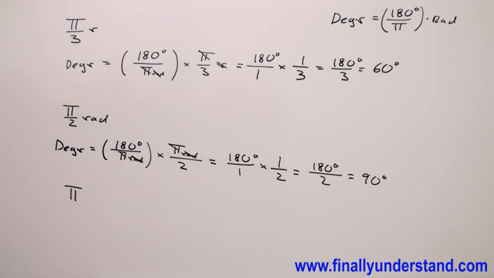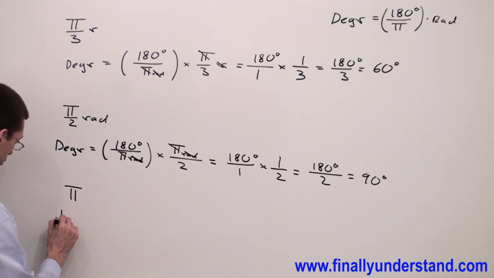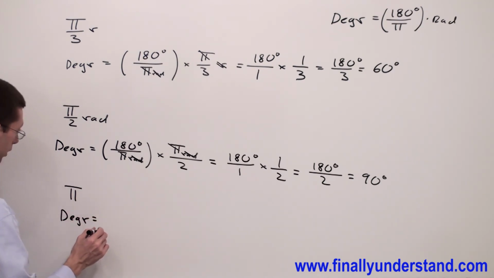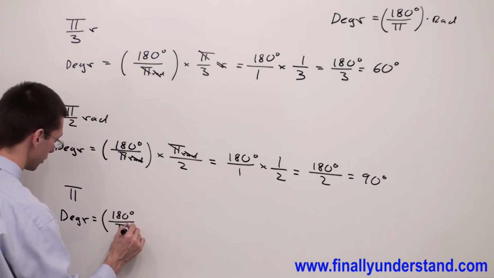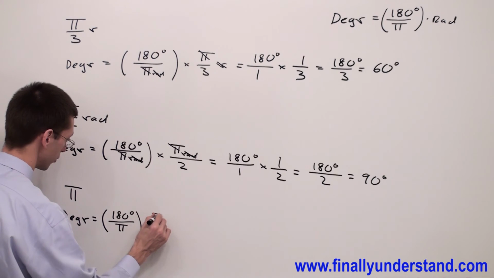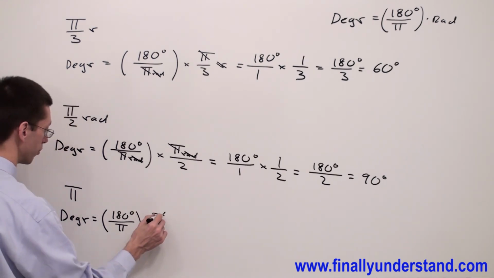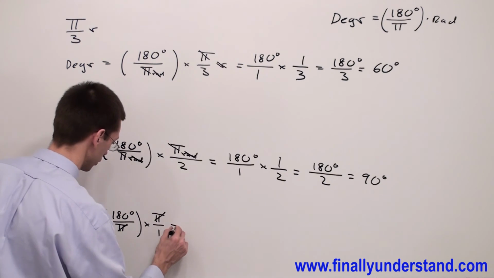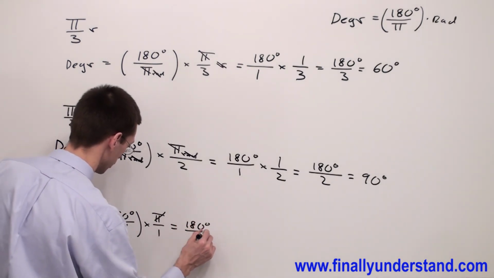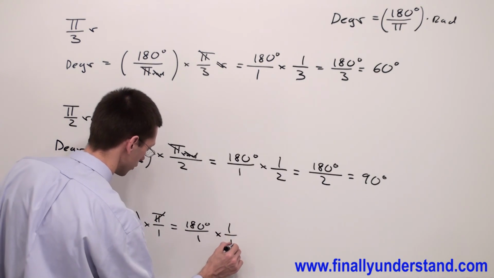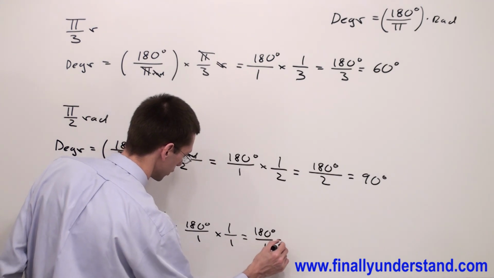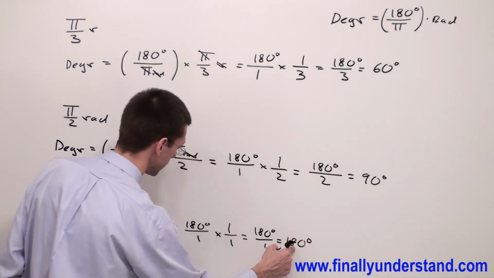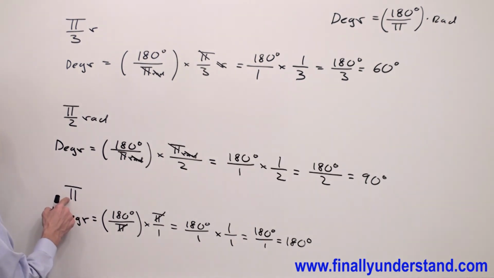Let's take a look at the third example. I have pi. Again, I have the formula. Degrees are equal to 180 degrees over pi times pi over 1. Pi and pi will cancel out, and I'm going to have 180 degrees over 1 times 1 over 1. 180 times 1 is 180 degrees over 1, which is equal to 180 degrees. 180 degrees is equivalent to pi radians. These are the answers to my problems.